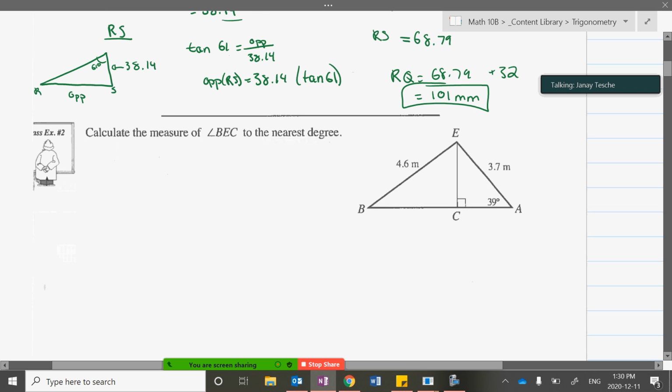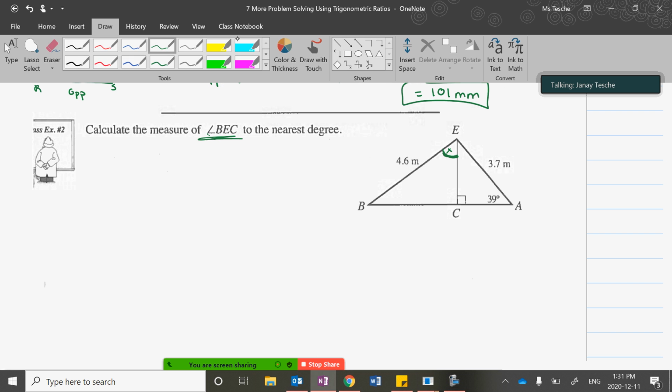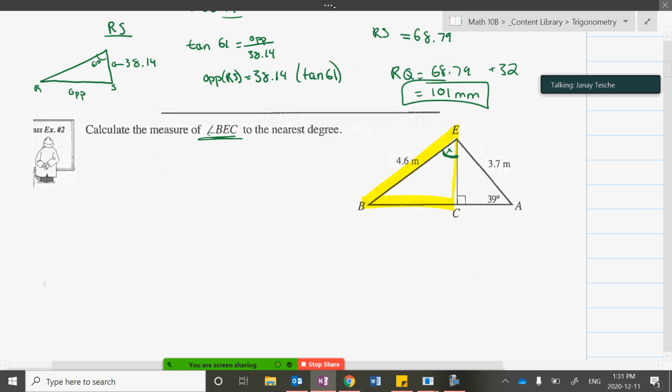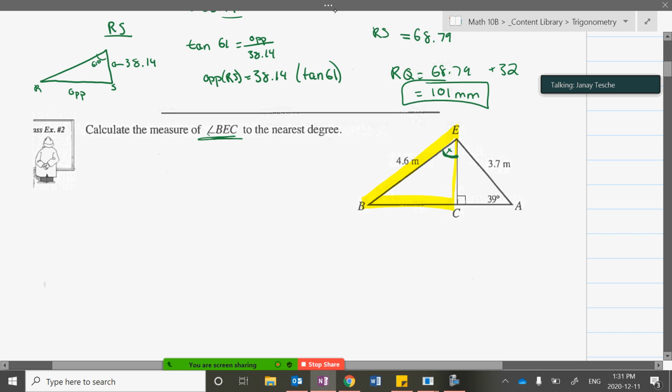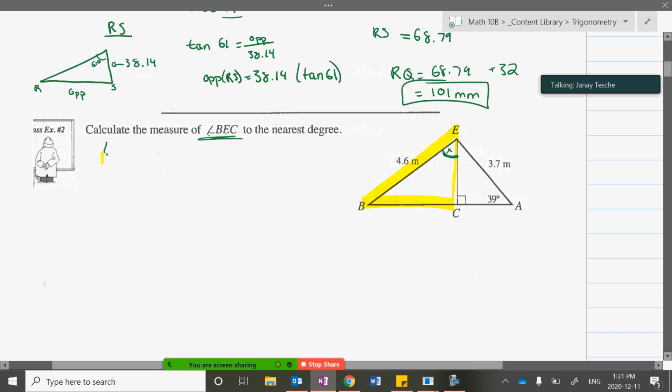Okay, let's try this next one. It's a similar question, very similar, but different pieces are given. So at the end of the day on this question, we want to know the angle BEC. So we want to know just this little corner up here. Let's call that X. Again, that triangle, we only have 4.6 in it. So then we would have to use our other triangle to get that information. So we're still in this question actually going to start finding out that height.